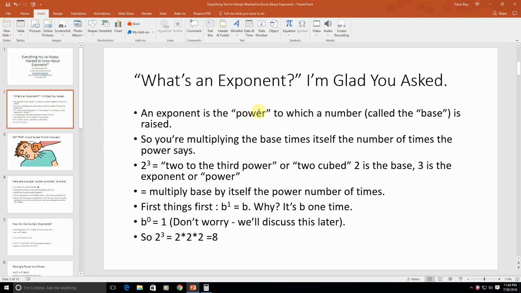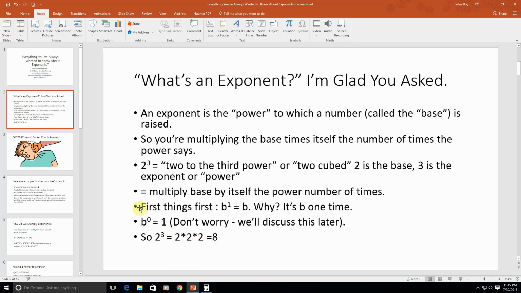So, what's an exponent? I'm glad you asked. An exponent is the power to which a number called the base is raised. In other words, you take the number that's the base and you multiply it by itself the number of times that the power says. So for example, 2 to the third power: the base is 2, the exponent is 3. We call that 2 to the third power, or 2 cubed. 2 is the base, 3 is the exponent or power, which means we multiply the base by itself the power number of times. So 2 cubed is equal to 2 times 2 times 2, which is 8.